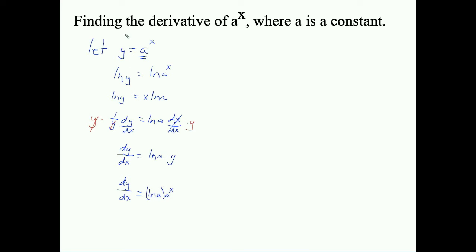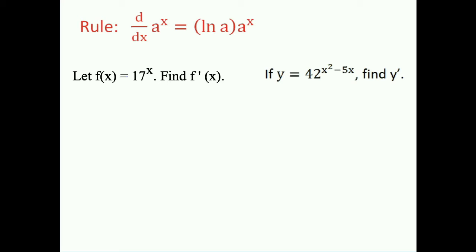And so if we have an exponential function, a to the x, 3 to the x, 7 to the x, whatever it is, we know that the derivative of that is natural log of a times a to the x. And then obviously if we had a function up here in the exponent, we would have to use the chain rule. So let's go ahead and look at how we can use this. Here is the rule for the derivative of a to the x.